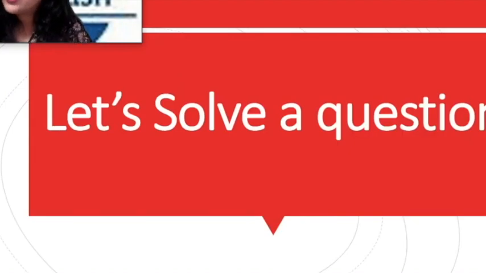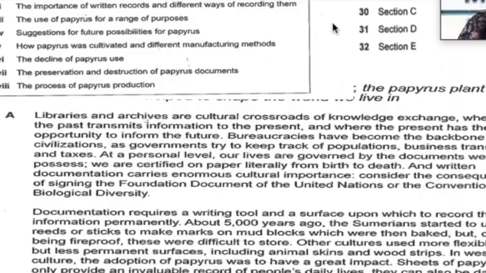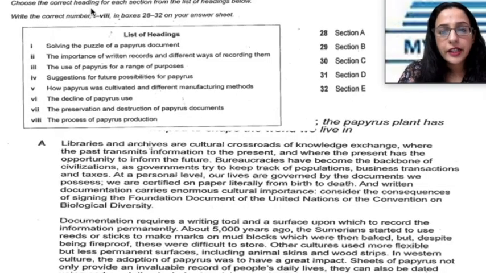Let's take a look at one of the questions that have been asked in IELTS book number 14, test number 1. Now the question is, choose the correct heading for each section from the list of headings given below. Okay, now I want you to read all the headings properly. Solving the puzzle of papyrus document, importance of written records and different ways of recording them, use of papyrus for a range of purposes, suggestions for future possibilities for papyrus, how papyrus.